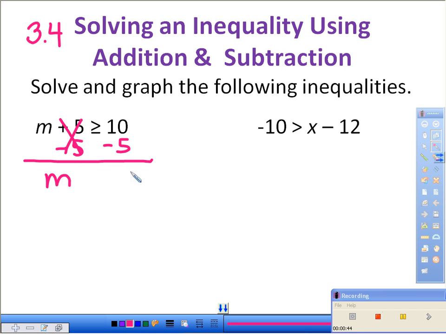On the right, 10 minus 5 is 5. Now we just bring down the symbol that's in the original inequality to our answer. M is greater than or equal to 5.